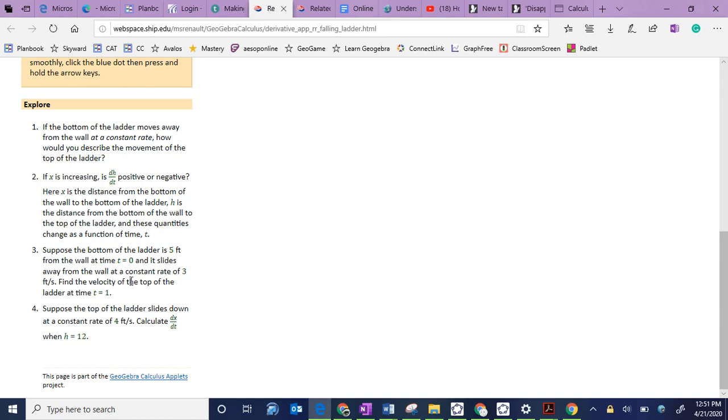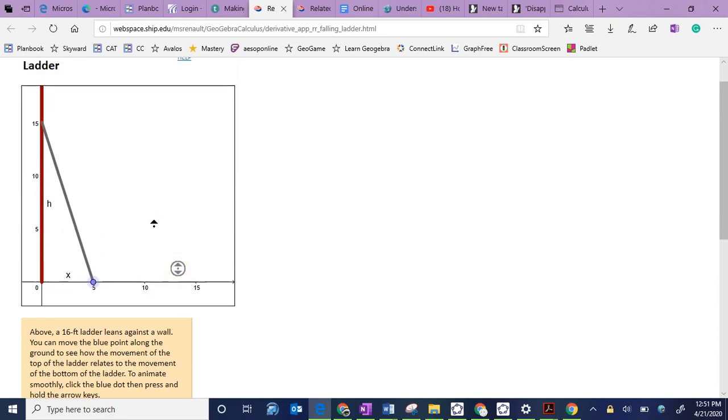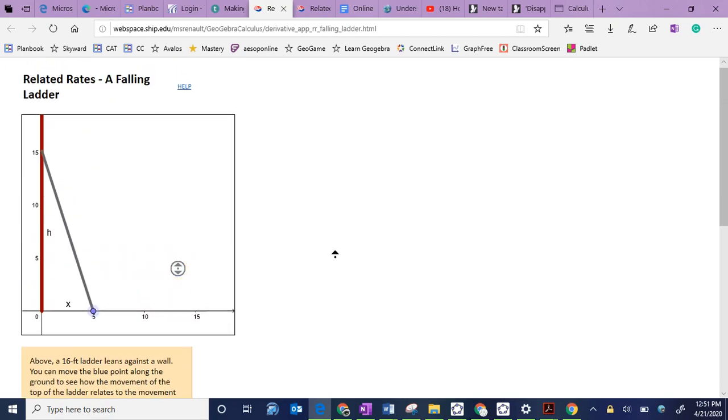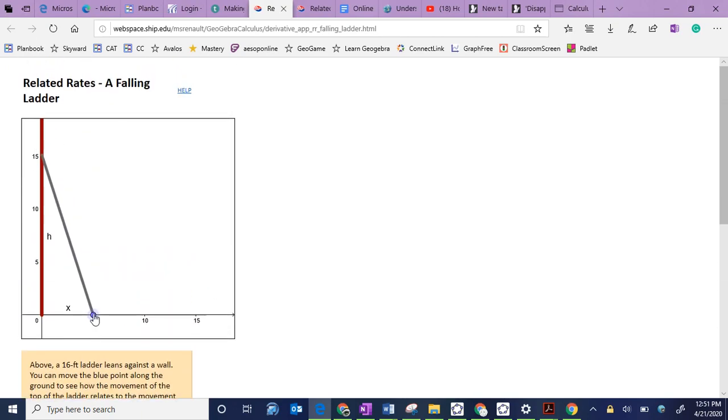And we want to find the velocity of the top of the ladder at t equals 1. So at 1 second, we want to know what the velocity is on the wall. If the bottom is moving further and further away, then the height is decreasing. So the rate is going to be not positive, but negative, because the ladder is falling. So that's what we know on there.